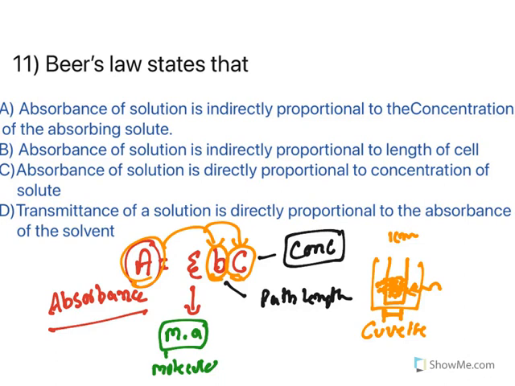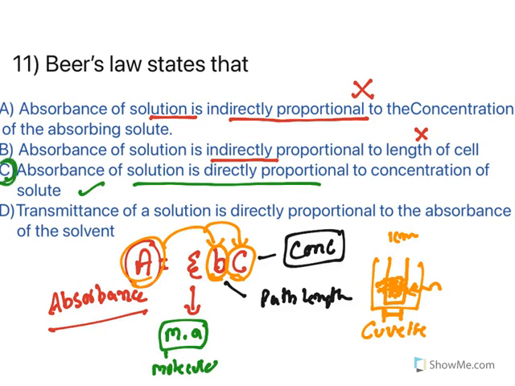Now Beer's law states that, let us look at this. Absorbance of a solution is indirectly proportional to concentration. No, it is directly proportional to concentration. Absorbance of a solution is indirectly proportional to length. No, it is directly proportional to length. Absorbance of a solution is directly proportional to concentration and length of the cell. This is what Beer's law is. So option C is correct.